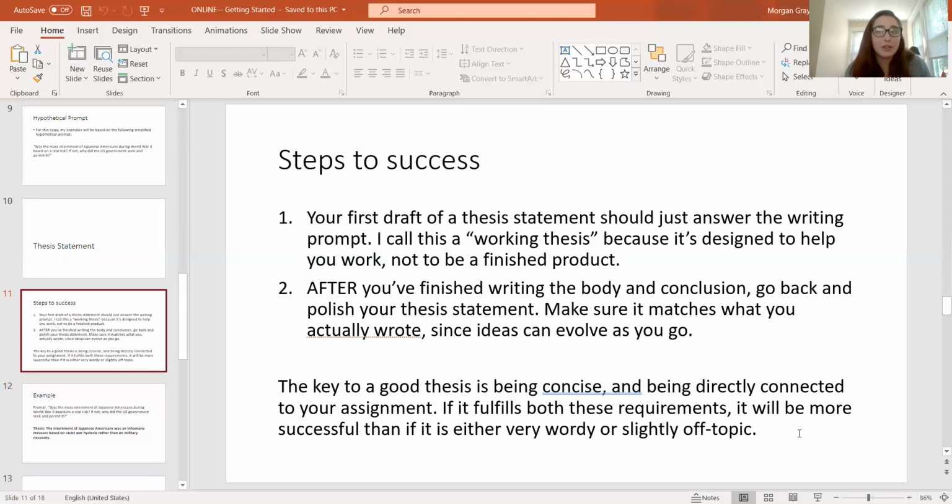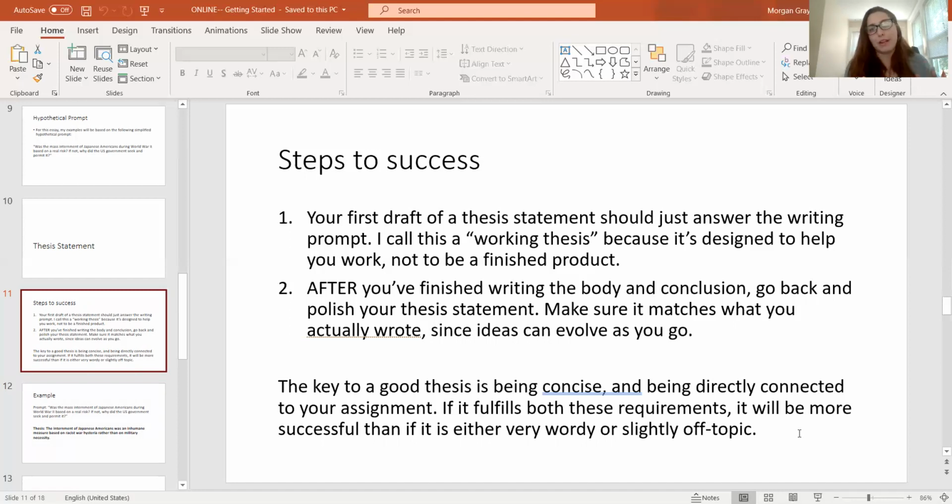There are a few small things you can do to make a thesis statement easier. Your first draft should just answer the writing prompt. That's it, just answer the prompt. Answer the question. I call this a working thesis because I don't ever want my working thesis to be the final product, because my paper is going to change. As I work through it, I might discover different components of it, but you do need something to guide your thoughts. I completely am one of those people who gets lost on a tangent if I don't direct myself from the beginning. So it's designed to help me work, not to be a finished product.